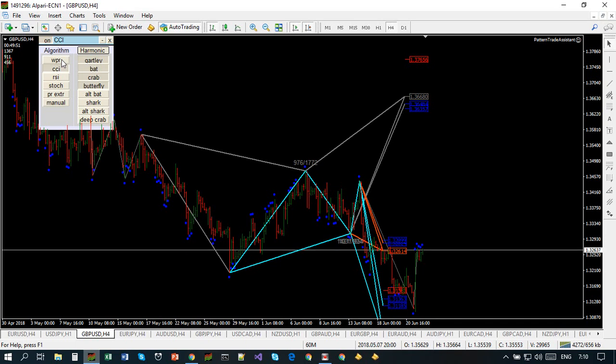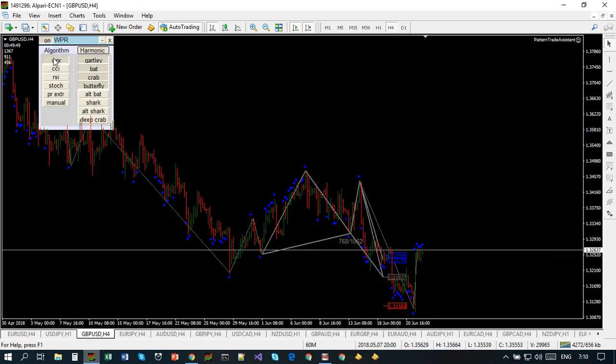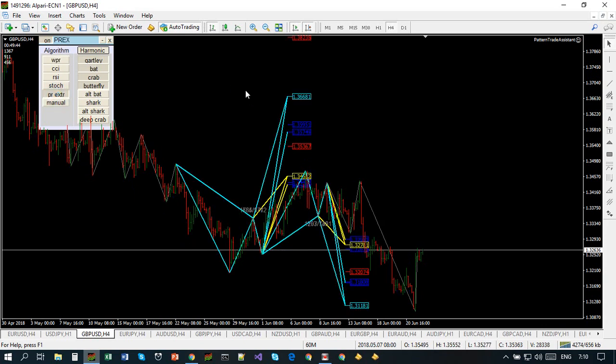Commodity channel algorithm says nothing, and we have a butterfly as well with other algorithms. A pretty contradictory picture. Some algorithms say we have a crab, some say we have a Gartley, some say we have a butterfly. In this situation I would stay away because the situation is not clear. You see, some people see a butterfly here, some people see a crab here, others see Gartley here. That's why I should stay away.